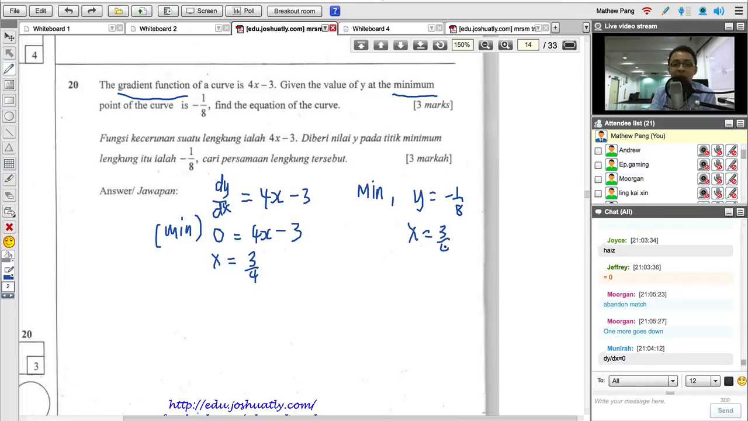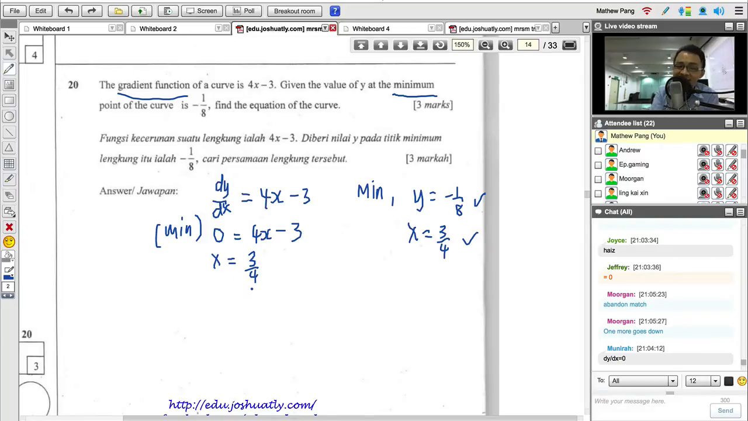Because this question is just trying to make your life harder. He does not want to give you a coordinate. He gives you the information like this. So you must be able to understand that if you substitute dy/dx equal to 0, you can get the x coordinate, and this x coordinate is for the minimum point. All right, make sure you understand this.